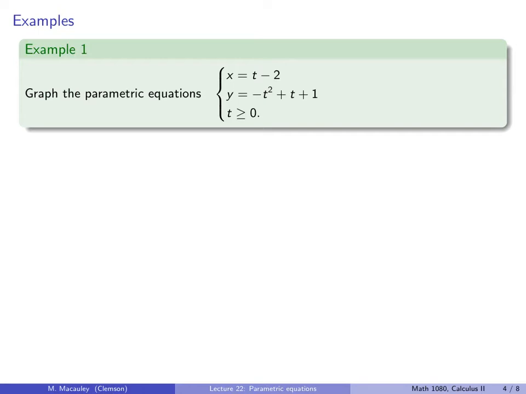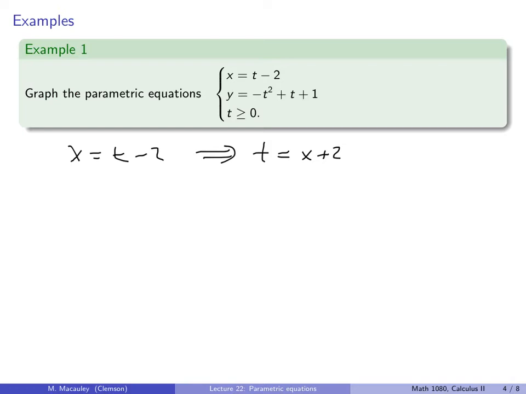Okay, so how do we do this? Let's start with the first equation, x equals t minus 2. So one thing is, if we can always solve for t, in this case, t equals x plus 2, then we can plug that into the second equation, and now we have a standard equation, y as a function of x. So let's do that.